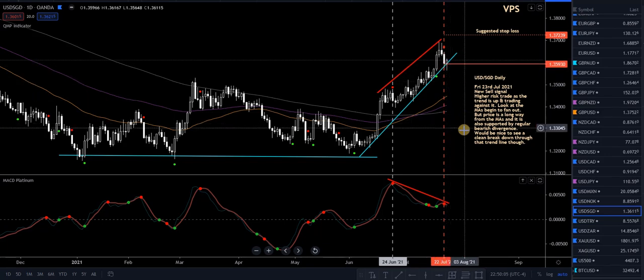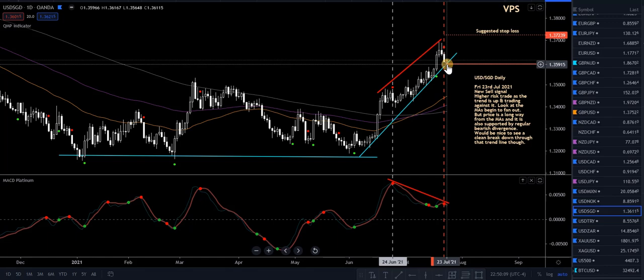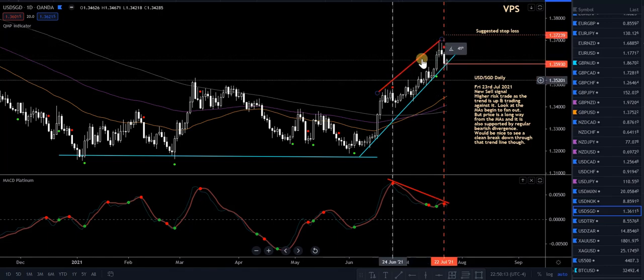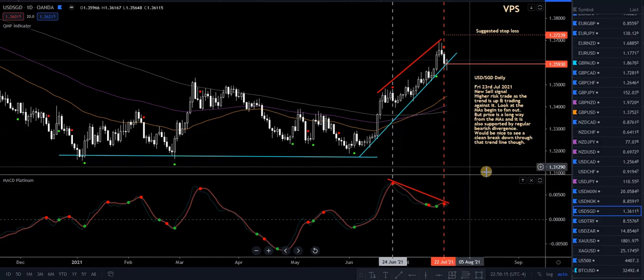I did want to see a clean break through that trend line, which I made a note of when I did my chart analysis. Stops up here, high risk trade, regular bearish divergence, read the notes.